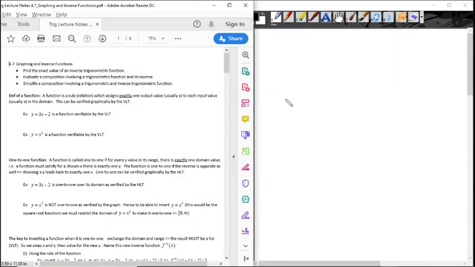This video lecture is discussing the notes and examples for section 4.7, graphing and inverse trigonometric functions. We're going to be defining the trigonometric inverse functions here graphically and also symbolically, so that we can evaluate expressions involving inverse trig functions. Later we're going to be using the inverse trig functions in order to find individual solutions to trigonometric equations.